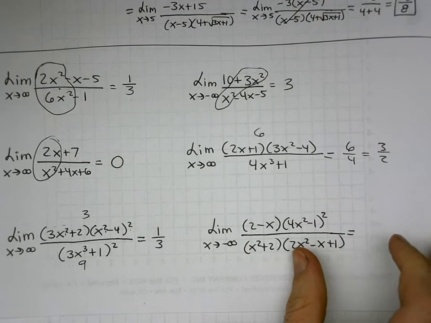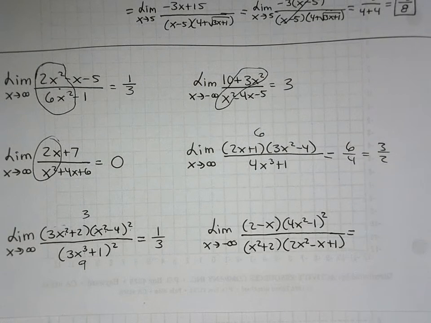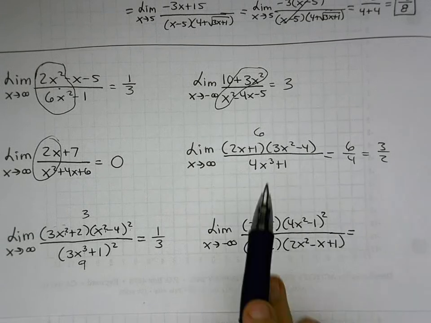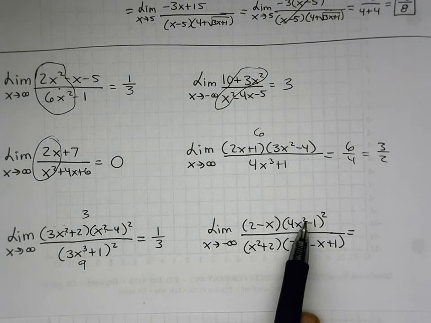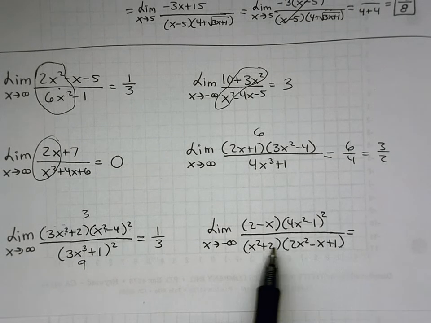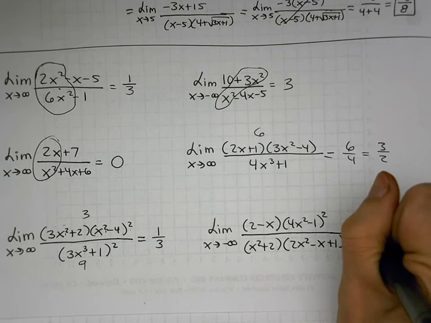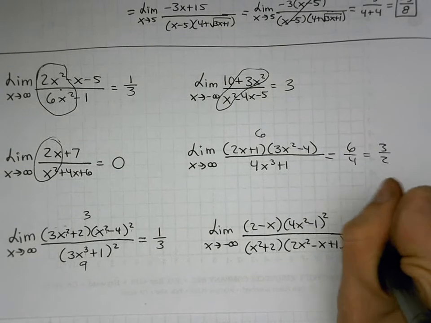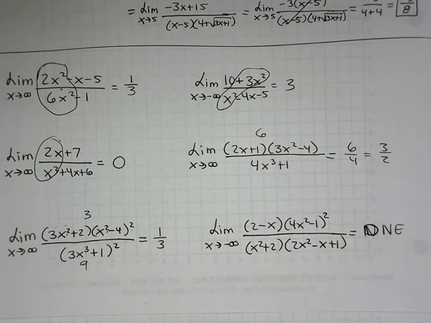Okay, last one, top heavy, bottom heavy, equal heavy. Okay, this one here is top heavy. We have a degree of 1, 2, and another 2, which is a degree of 5. Over on the bottom, degree of 2 and 2, which is a degree of 4. So top heavy, if we are top heavy, our limit does not exist. And that's evaluating limits.